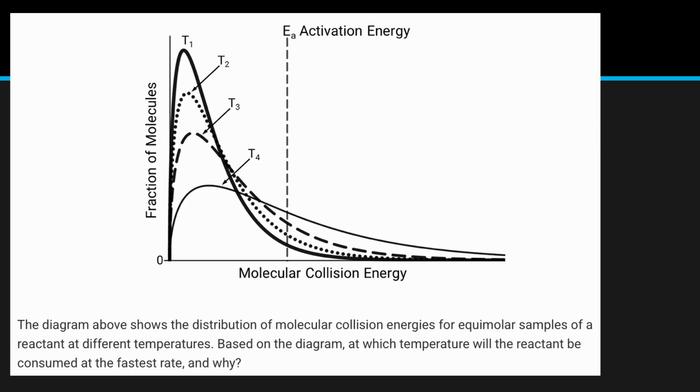The diagram above shows the distribution of molecular collision energies for equimolar samples of a reactant at different temperatures. Based on the diagram, at which temperature will the reactant be consumed at the fastest rate and why? So remember, when we're talking about rate and we're looking at Maxwell-Boltzmann distributions, we want to look for the greatest number of particles to the right of the activation energy line. And as you can see, our T4 curve is going to create the most particles on the right side of that activation energy, which means if we have more particles that have enough energy to overcome that activation energy barrier, we're going to have more successful collisions and a higher rate.